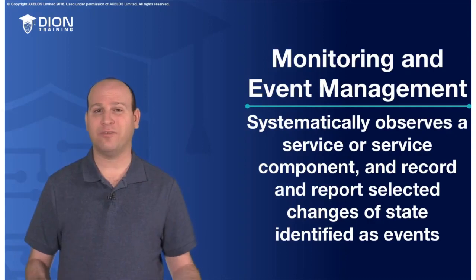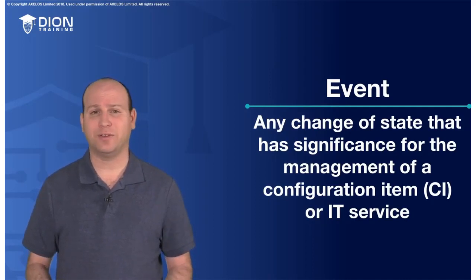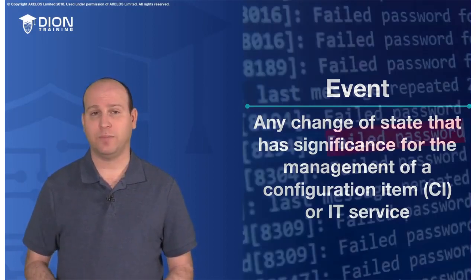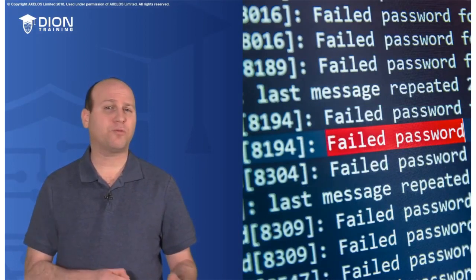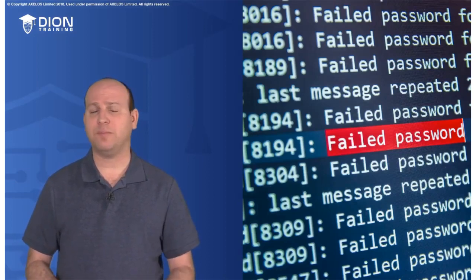This one is called an event. An event is any change of state that has significance for the management of a configuration item, or a CI, or an IT service. For example, an event might be when you log in successfully, or when you fail to log in successfully. It might be that the bandwidth is exceeded for a certain threshold. It might be that the free space on a server gets below a certain threshold. These are all things that could be events.